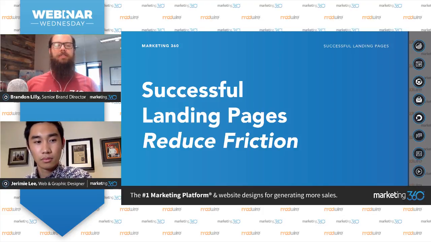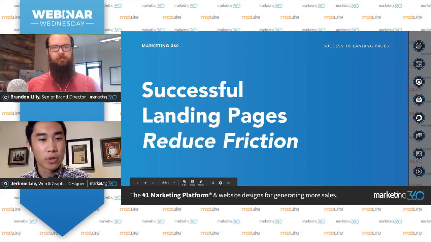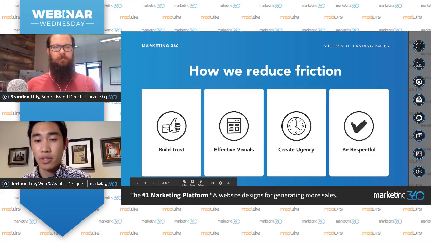So what are some different ways that we can reduce friction? In this seminar, we're going to cover 4 different ways of reducing friction. One is building trust.